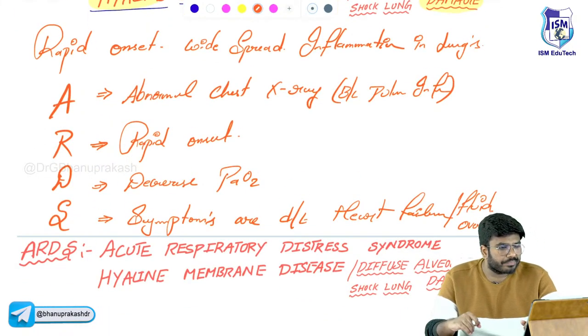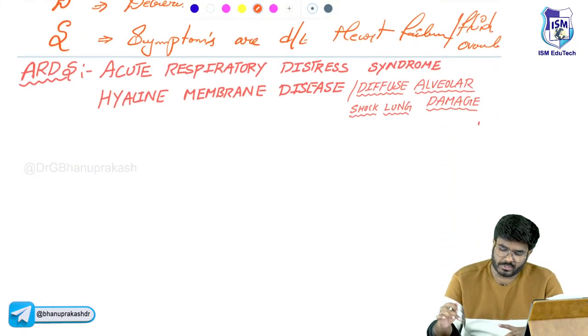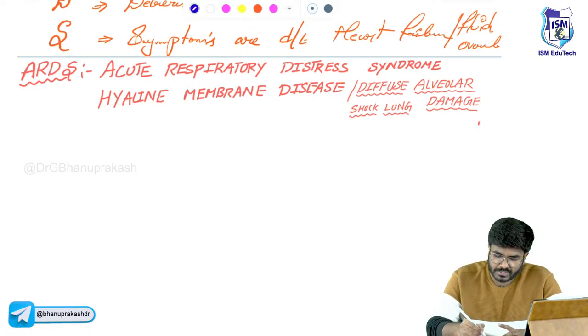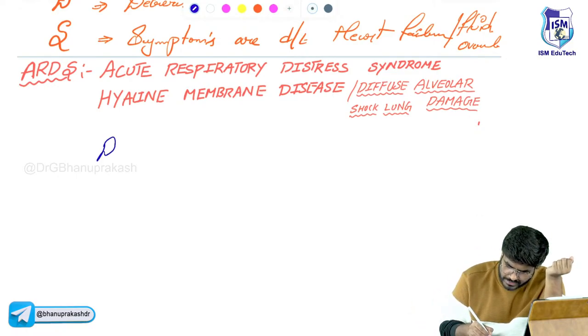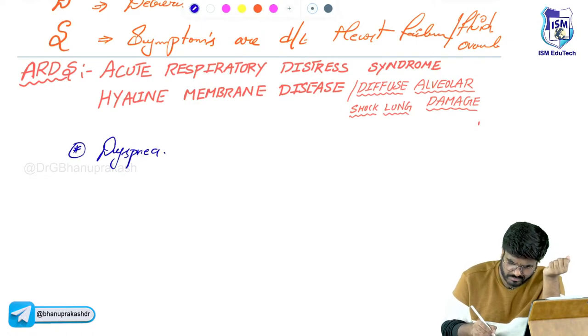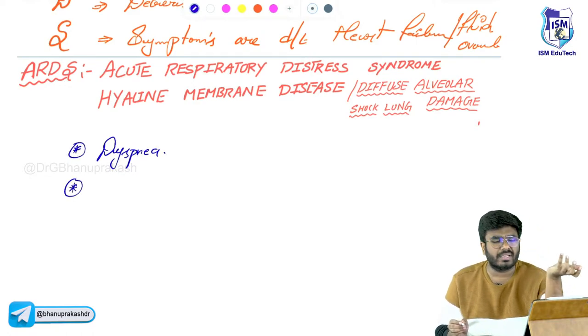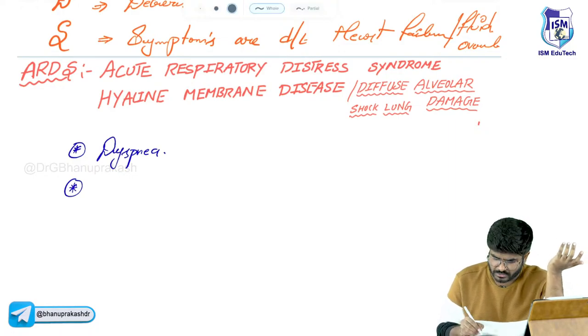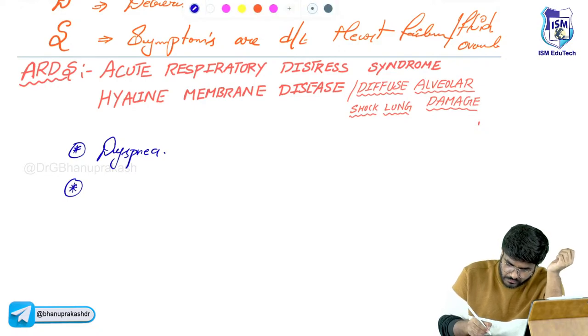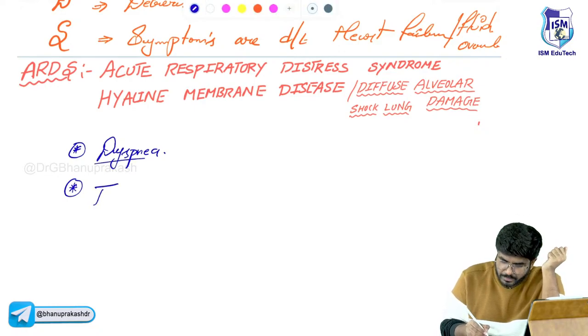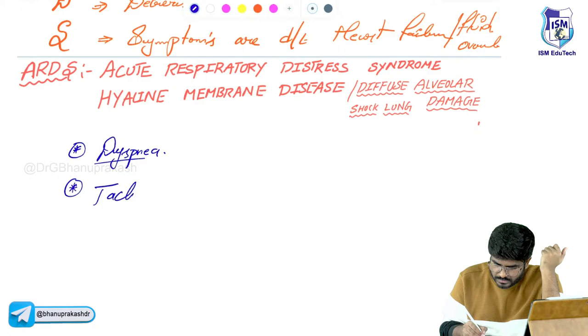Okay. Now, what are the clinical features? If a person has acute respiratory distress syndrome, what clinical features is he going to have? The patient is usually going to have dyspnea. That's the basic thing, right? If the person has some lung-related problem, definitely dyspnea is going to be there. Dyspnea means difficulty in breathing. He's going to breathe faster, tachypnea. Tachypnea means fast breathing.